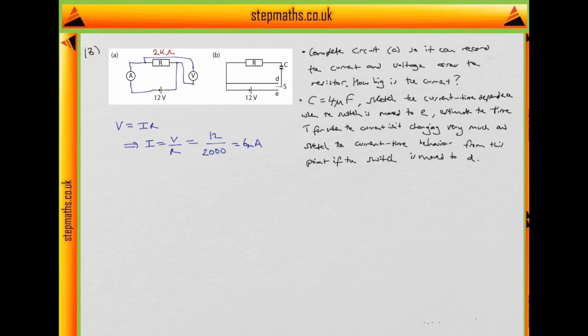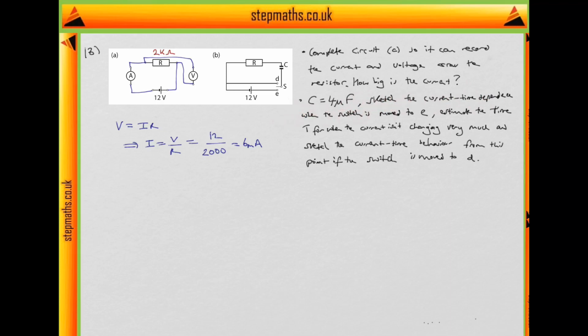We're now asked to sketch the current time dependence from when this switch in B is moved to position E, i.e. the capacitor is being charged. And we're asked to estimate the time capital T for when the current isn't changing very much. We're then asked to sketch the current time behaviour from when the current isn't changing very much, if the switch is moved to D, i.e. asked to sketch the discharge pattern. So let's start by sketching the current time dependence for when the switch is moved to E.